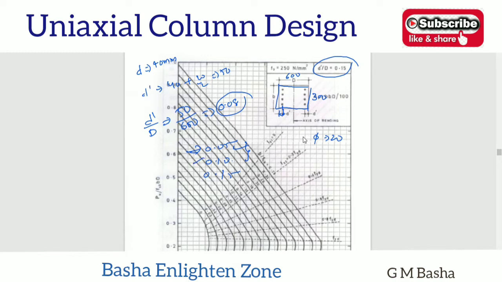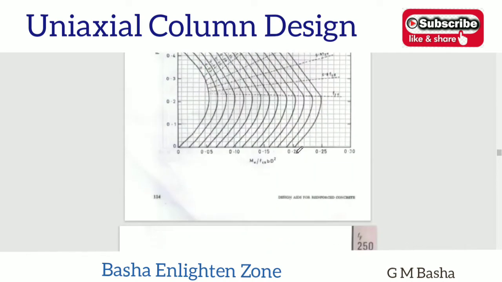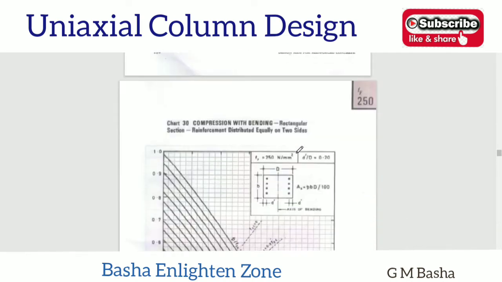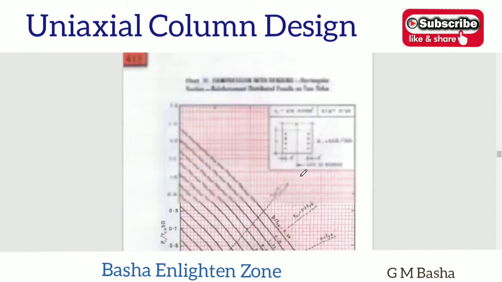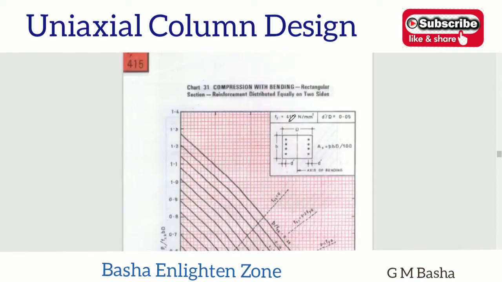If you get above 0.10, take the chart of 0.15. I will explain that also while solving the problem. I am just showing small indications about the particular chart we have to select. If you observe this one, this is the d dash by d ratio of 20, and reinforcement equally on both sides. Like that, if you see all the different charts here, this chart is based on Fe 415, and the ratio d dash by d will be equal to 0.05.